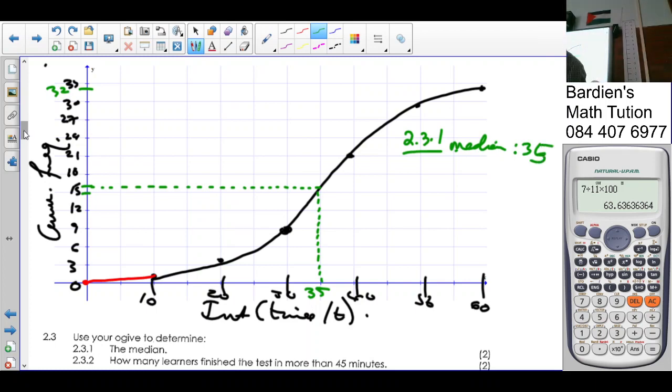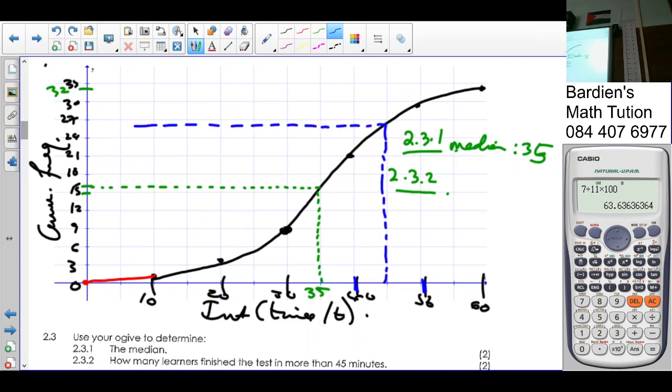And then 2.3.2. How many learners finish the test in more than 45 minutes? So 40 is here, 50 is here, 45 is midway. Again, you see me using a ruler? Yes, sir. And it's just under that value there, which is approximately 26. Can you see that? If you got 25, no problem.